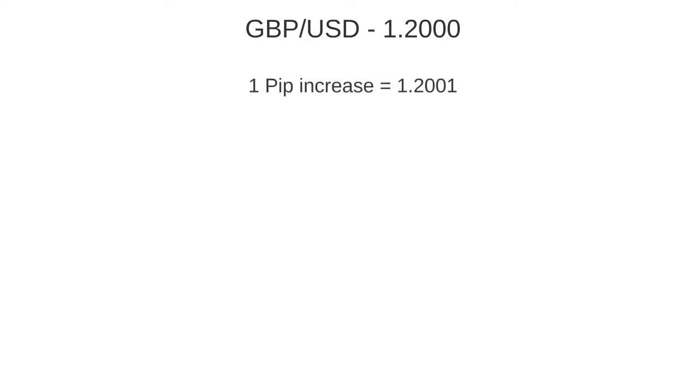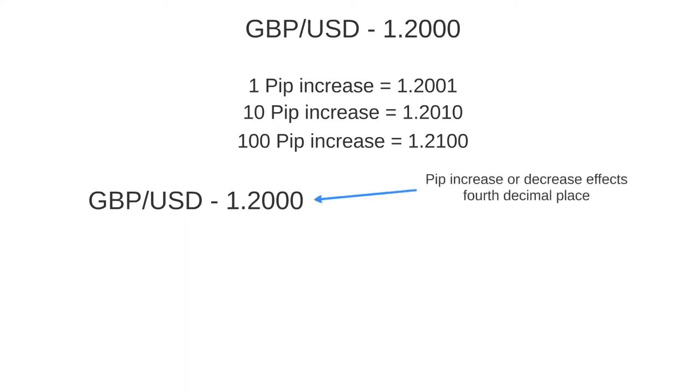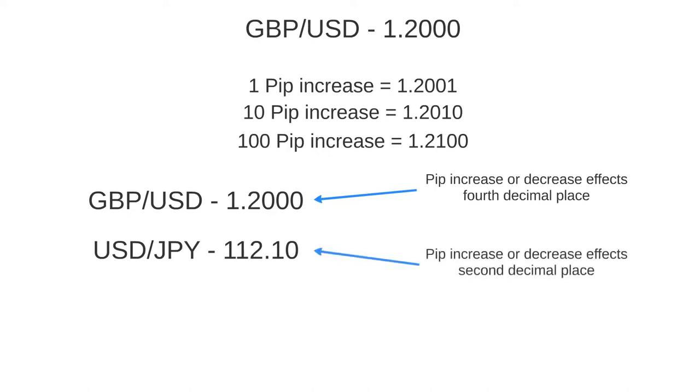Let's again look at the Forex market, and back to our pound dollar example. The price quote for this market is 1.2000. A 1 pip increase in this market would change the price to 1.2001. A 10 pip increase would change the price to 1.2010, and a 100 pip increase would change the price to 1.2100, and so on. When looking at Forex pairs, a pip increase or decrease is usually shown on the 4th decimal place. There are a few exceptions to this, such as the yen pairs, where a pip change is shown on the 2nd decimal place.